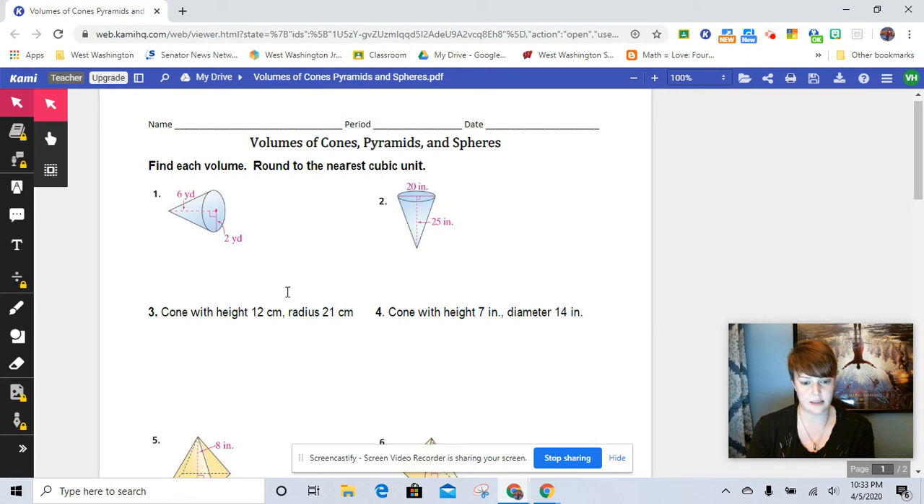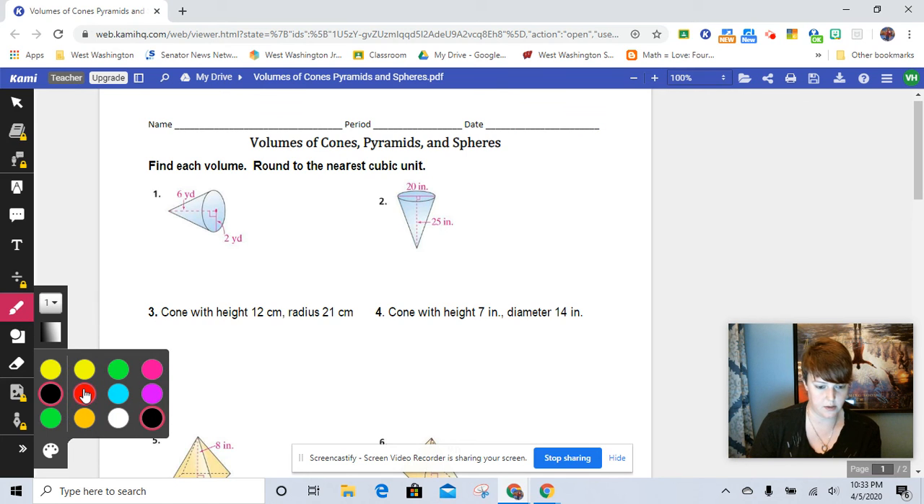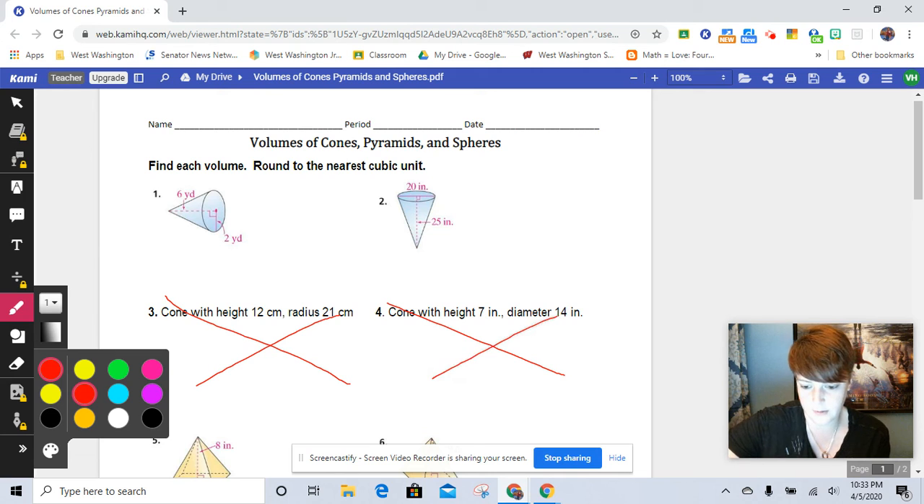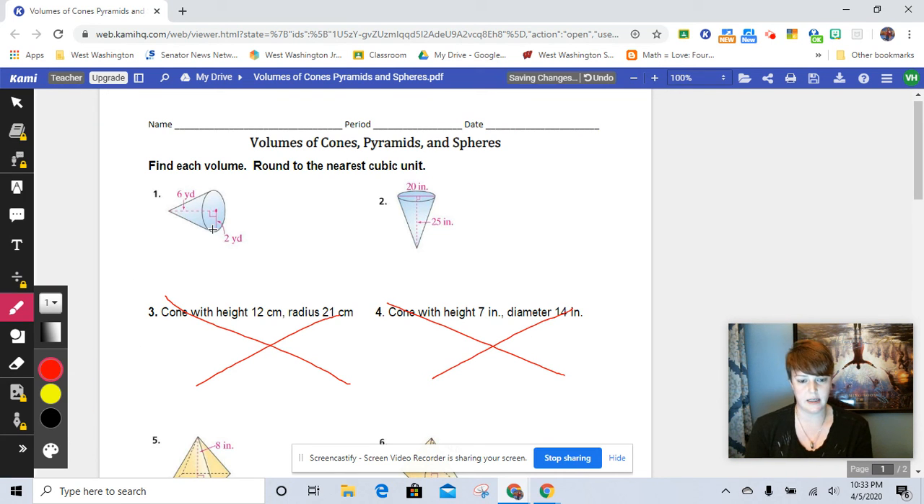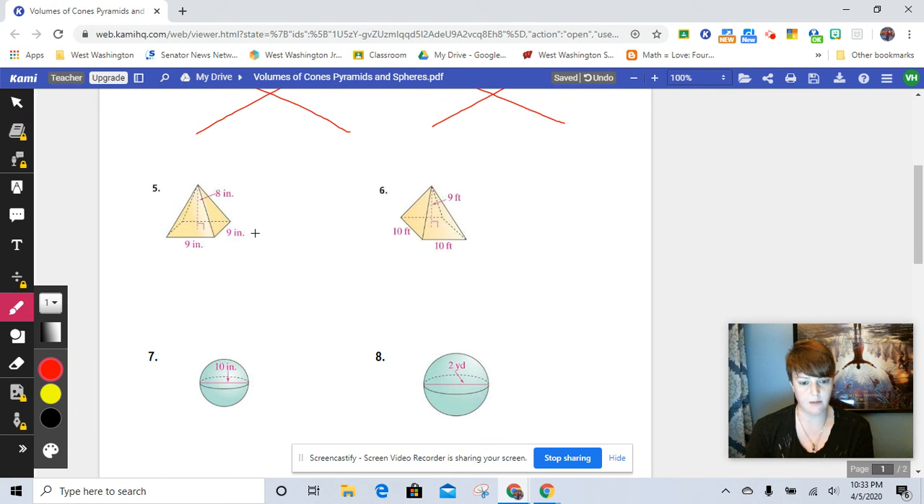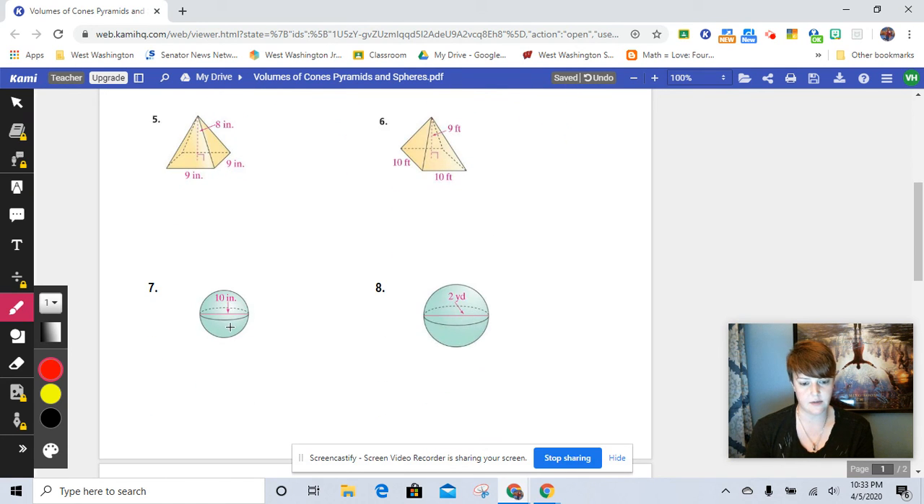And I'm going to make an executive decision. We are going to nix this one and this one. You don't have to do those, because again, it's just talking about cones. It's the same thing. Here we're talking about pyramids. Okay, we can deal with that. And then here are some spheres. Watch out, because again, it's giving you the diameter and you need the radius. If the diameter is 10, then the radius is half that. Wish I knew what half of 10 was.